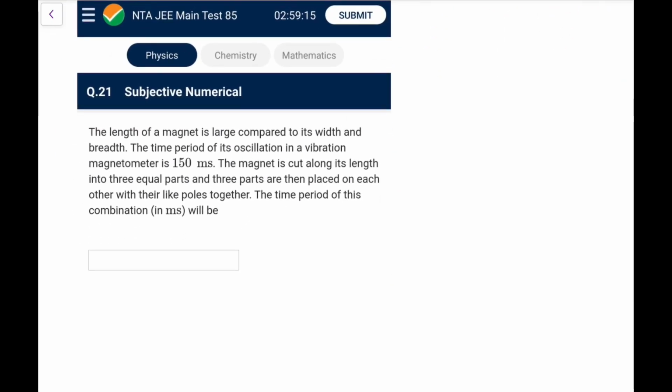Next. The length of a magnet is large compared to width and breadth. Time period in magnetometer is 150 millisecond. It is cut along its length into 3 equal parts, and they are placed on each other with their like poles together. The time period of the combination will be. Now this is a confusing one. Cut along its length, that means here it is talking about like this. As per this, generally parallel to length means it would be like this, but here it would be like this.